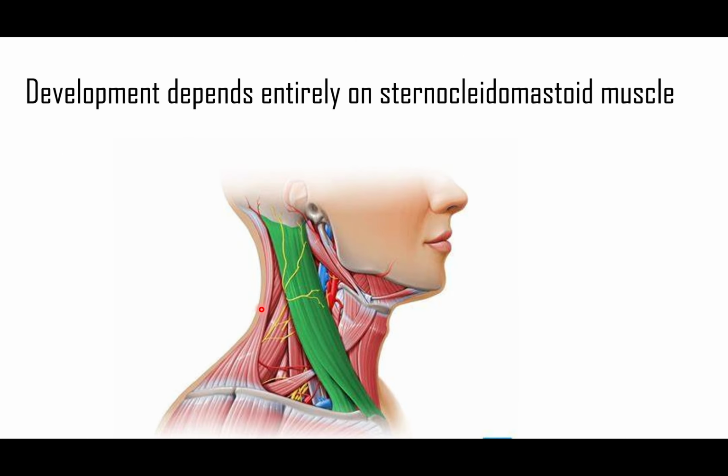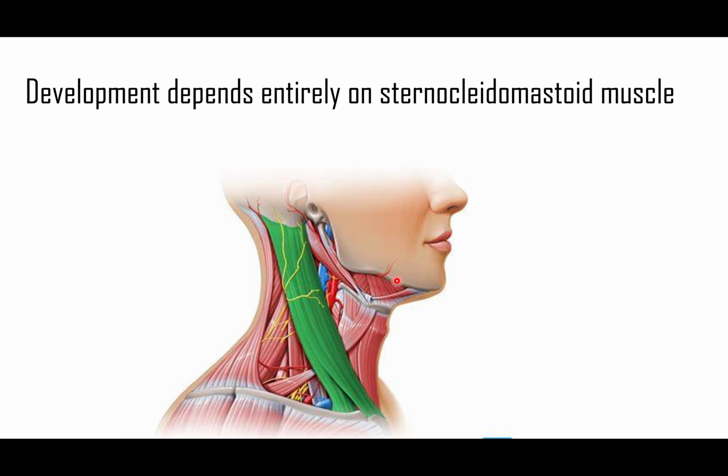So the first option is that development depends entirely on the sternocleidomastoid muscle. As the name indicates, the sternocleidomastoid muscle has its attachment on one side to the mastoid process. And we also know the concept of growth called the functional matrix concept, that whenever there is functional demand on the muscle, it will stimulate growth in associated structures.